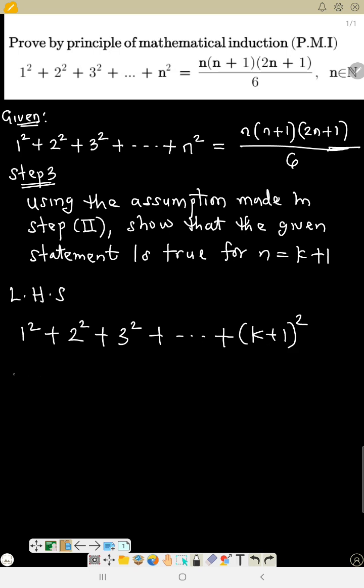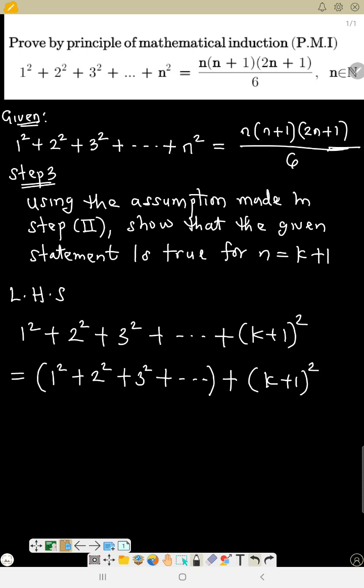And I told you that I will only rewrite this step, but I'll put brackets here, as in that's what I'll write in my next step. So in the next step I'm rewriting everything here, but I'm only putting brackets. So that will be 1 square plus 2 square plus 3 square, brackets, plus k plus 1 square.